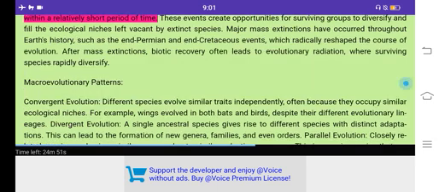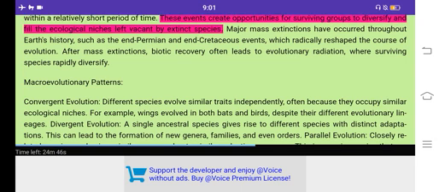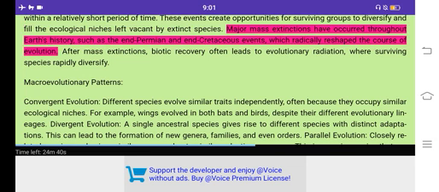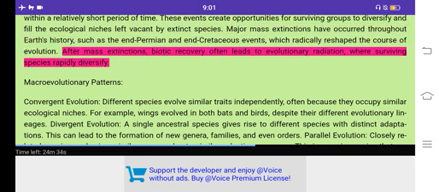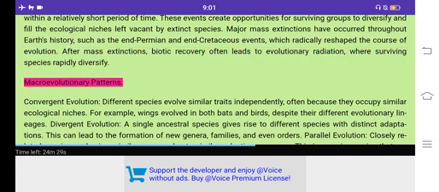Mass extinctions. Mass extinctions are large-scale events in which a significant proportion of Earth's species become extinct within a relatively short period of time. These events create opportunities for surviving groups to diversify and fill the ecological niches left vacant by extinct species. Major mass extinctions have occurred throughout Earth's history, such as the end Permian and end Cretaceous events, which radically reshaped the course of evolution. After mass extinctions, biotic recovery often leads to evolutionary radiation, where surviving species rapidly diversify.